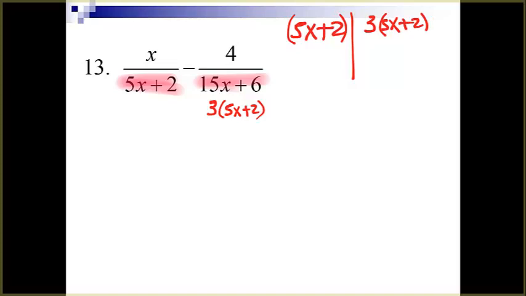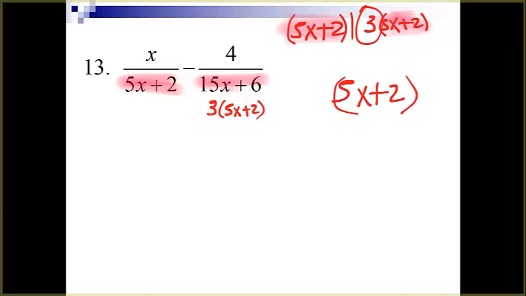And then you ask yourself, what's the highest exponent of each part that you see? 5x plus 2, 5x plus 2. The highest exponent that I see of that is a first power. So that means I have a 5x plus 2. So that's 1. And then I have a 3, and he's the highest exponent that I see. So I just have a 3 in front of that. So the LCM, the common denominator, ended up being this part right here, which is cool.